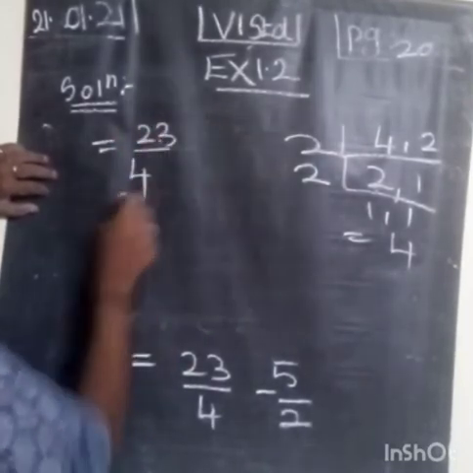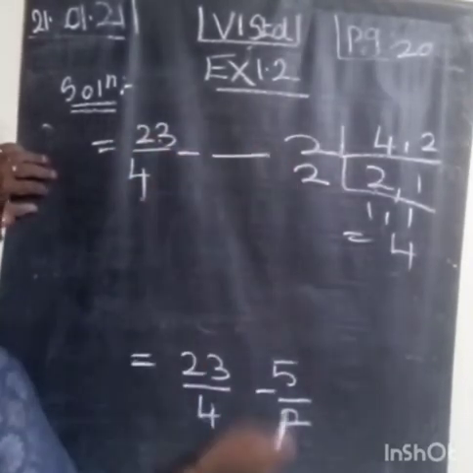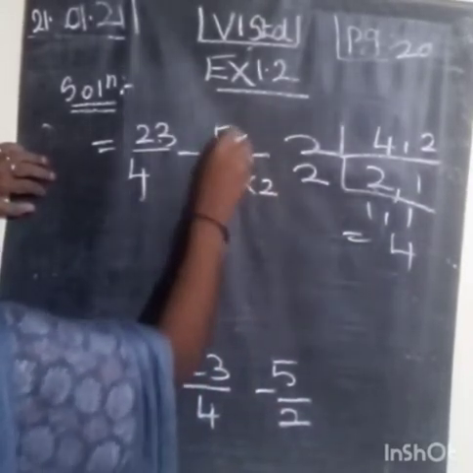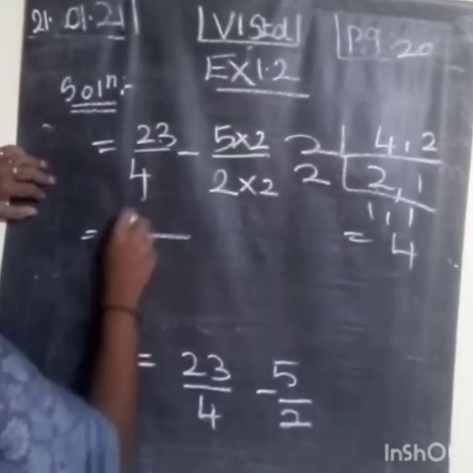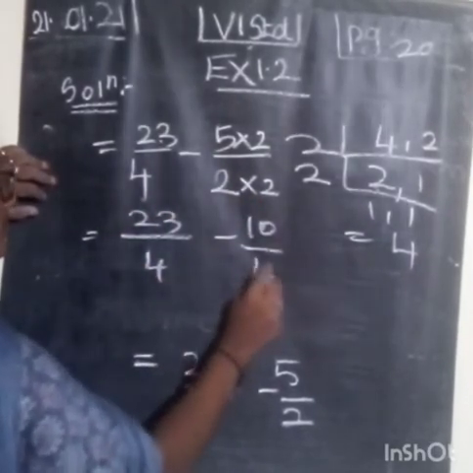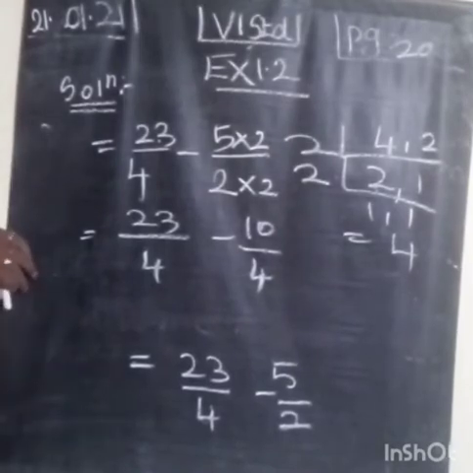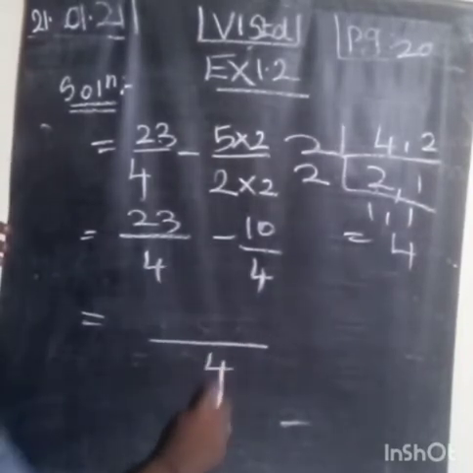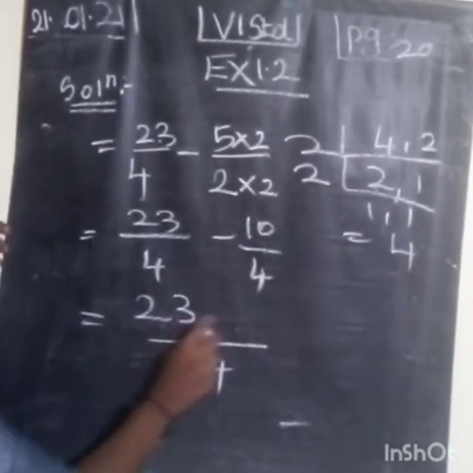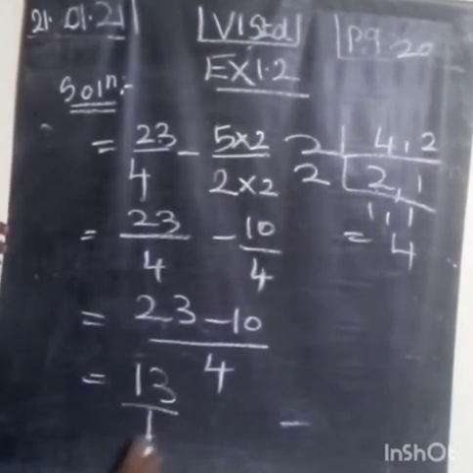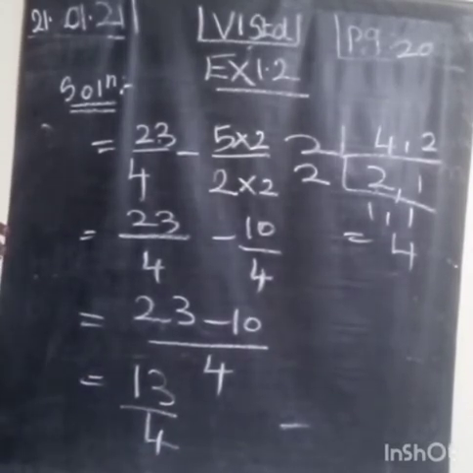So write 23 by 4 minus here 2. 2 2s are 4, 5 2s are 10. So 23 by 4 minus 10 by 4. Write the common denominator and subtract the numerators. The denominator is 4 and the numerator is 23 minus 10. 23 minus 10 is 13. 13 by 4.